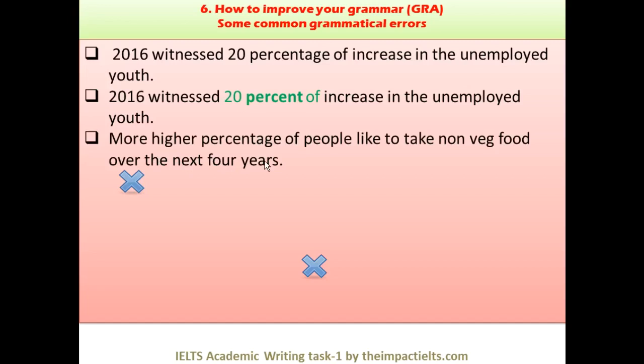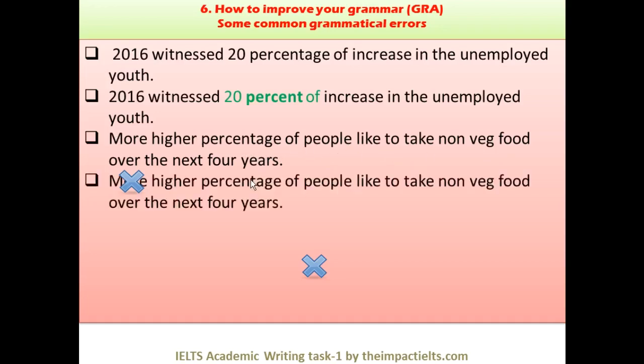Next one, okay, again, it sounds similar to some extent. More higher percentage of people like to take non-veg food over the next 4 years. So what's the problem here? Can you see what's the problem here? Percentage is fine. Okay, the more is wrong here. Can you tell me why? Because we cannot use two comparative words together. Higher is the comparative form of high, so it's already a comparative form, and we cannot add more before that.